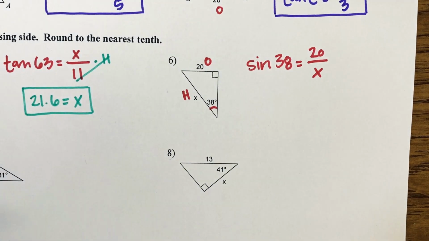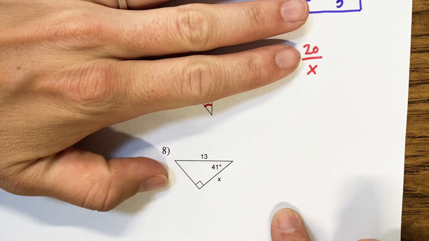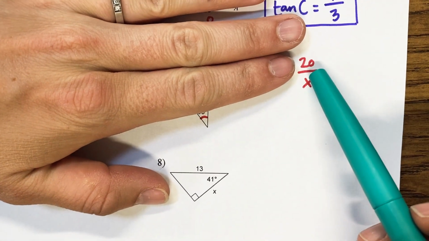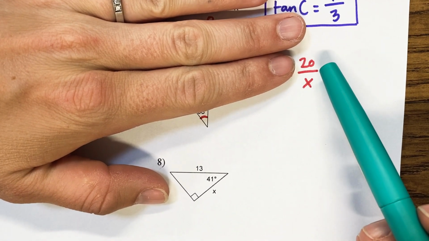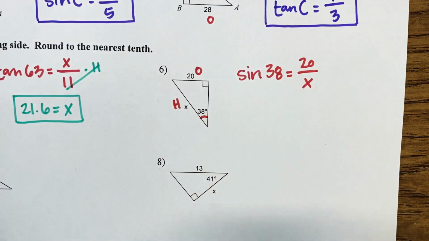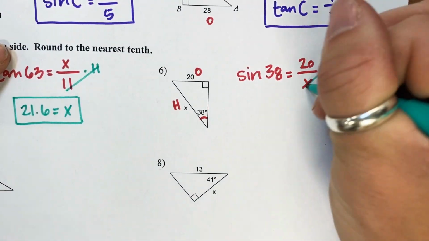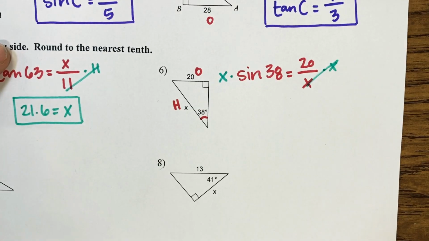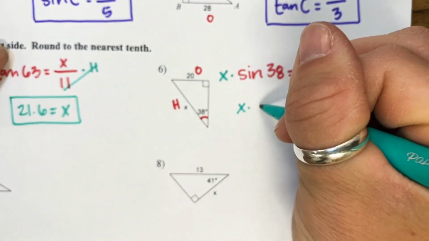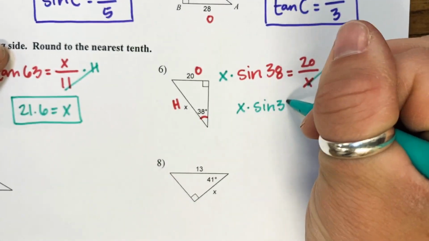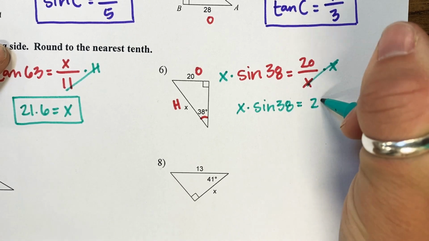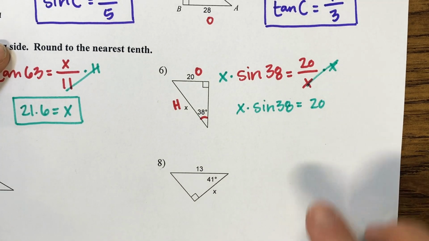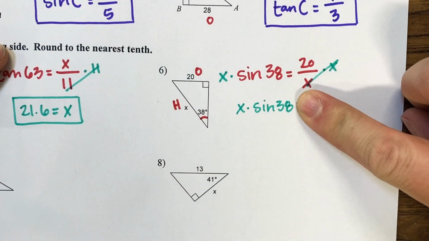Okay, so look at our side with our x. So our x is on bottom. Well, we need to get the x off the bottom. So what is the opposite of divide by x? You're going to multiply by x. So now what I have is x times sine of 38 equals 20. And that's okay. Our x is on this side now, and that's okay.